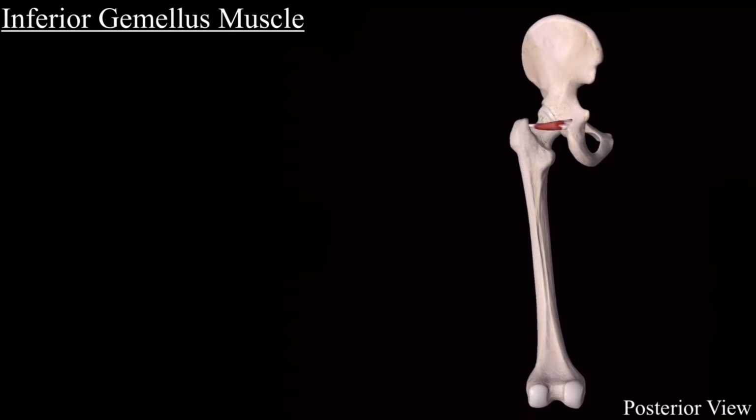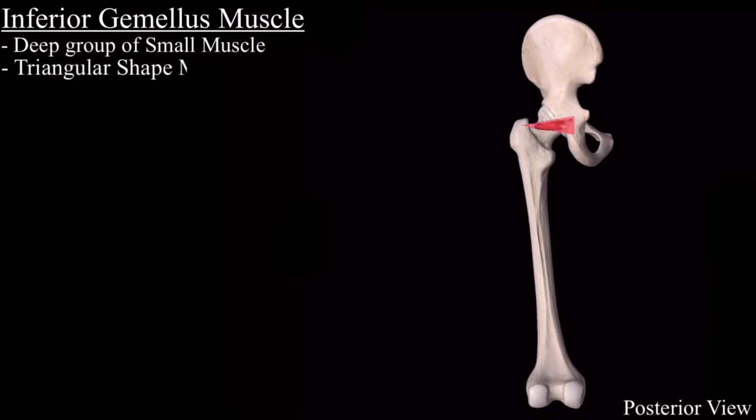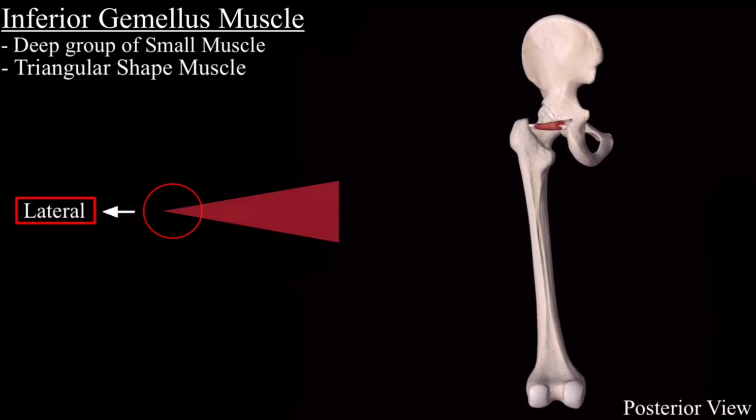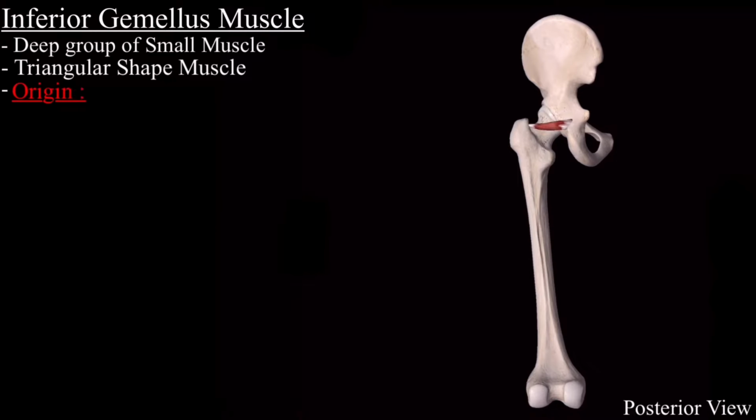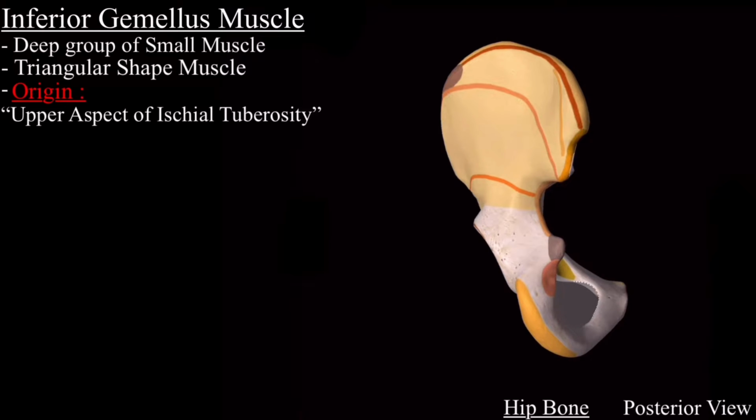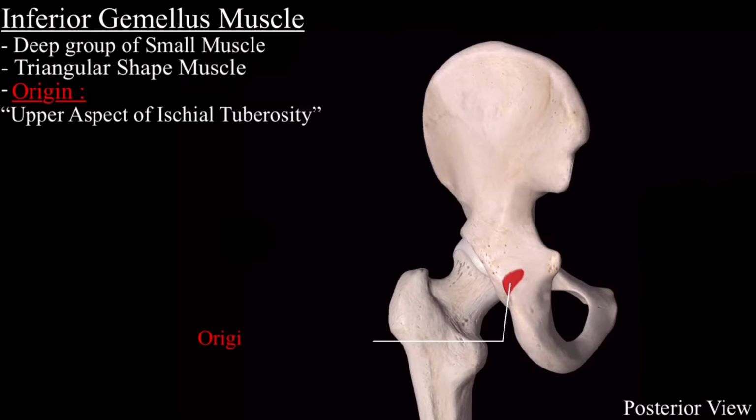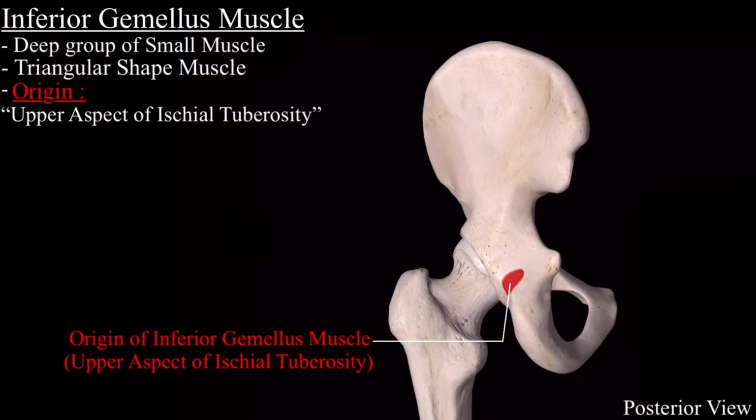Inferior gemellus muscle is also one of the deep group of small muscles. It is a triangular shaped muscle. As you can see, the apex of the triangle is pointed laterally, and it originates from the upper aspect of the ischial tuberosity. In the posterior view of the hip bone, this is the ischial tuberosity, and this is the upper aspect of the ischial tuberosity. And from here the inferior gemellus muscle originates.